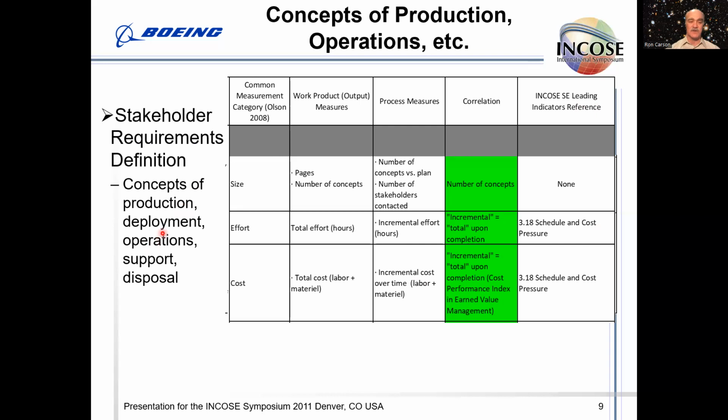So for concepts of production, deployment, operations, support, and disposal, size would be page count or number of concepts, and then we can have a process, activity versus plan, number of stakeholders contacted, but the clear correlation would be with the number of concepts that one identified, making sure that those were actually accomplished. Effort, we've talked about this, earned value management is a good way to capture that for effort and cost.